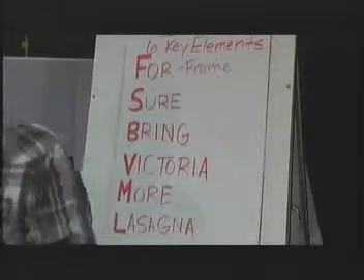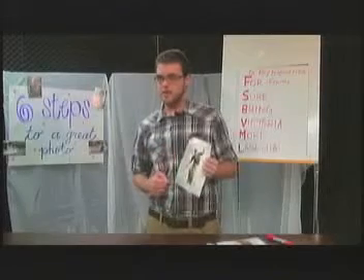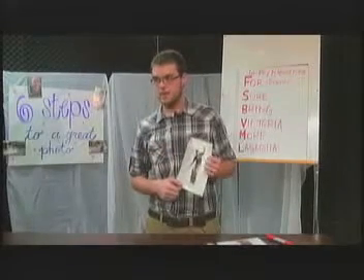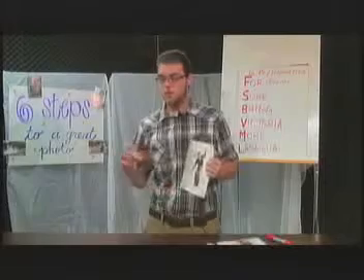First off, the F is for framing. Now framing regards the outside of the photo. It's kind of like cropping, but you don't want to do that in Photoshop later. You actually want to do that while you're taking the picture.